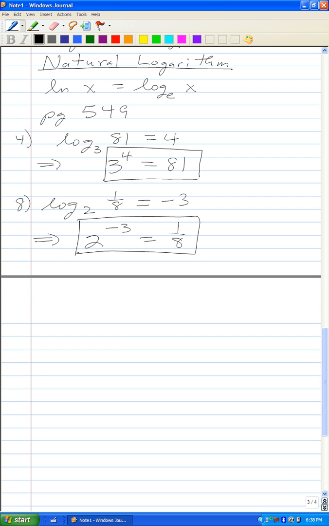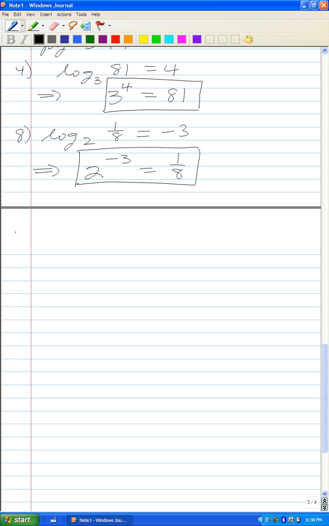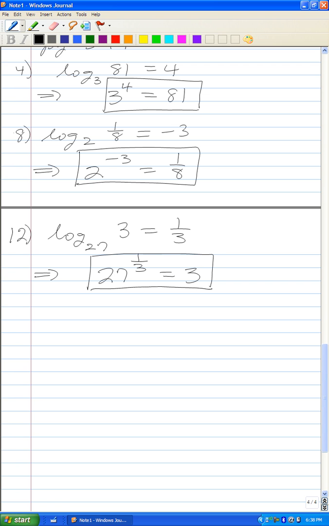Let me do problem number 12. Log base 27 of 3 is equal to 1/3. So this is the same as saying that 27 to the power 1/3 is equal to 3. The base is 27, the exponent is 1/3, and the result is 3.